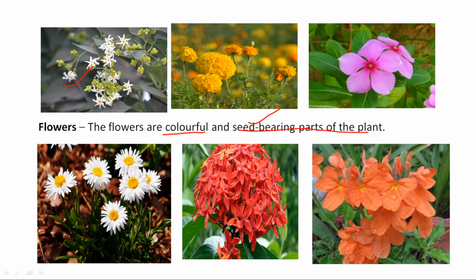Look at this white color flower. I am not remembering the Odia name. This one is marigold. And these are the different flowers you are seeing around your home. You can see these are very beautiful and attractive.